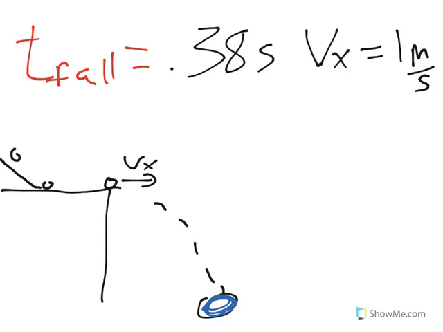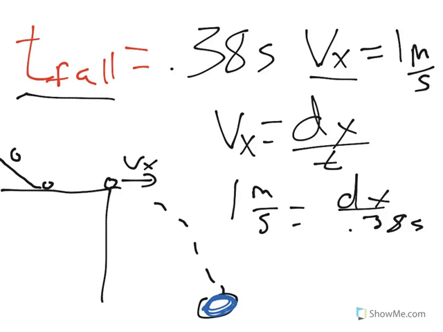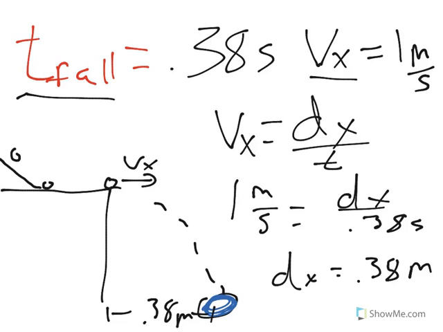We now have time to fall and Vx, and we're looking for dx. If we're looking for the distance in the x, remember we have velocity in the x equals distance in the x divided by time. In our case, the velocity in the x was 1 meter per second, the distance in the x was unknown, so we'll plug in dx, and the time was 0.38 seconds. If we solve for this, we get dx is equal to 0.38 meters, and that would be this distance here, and that's where you would put your duct tape.